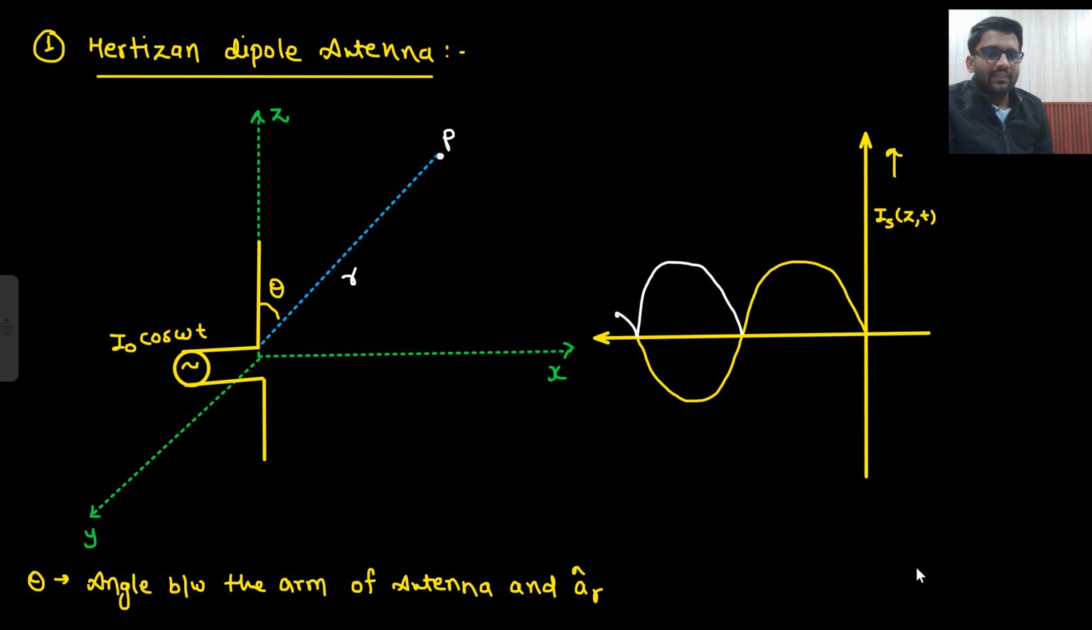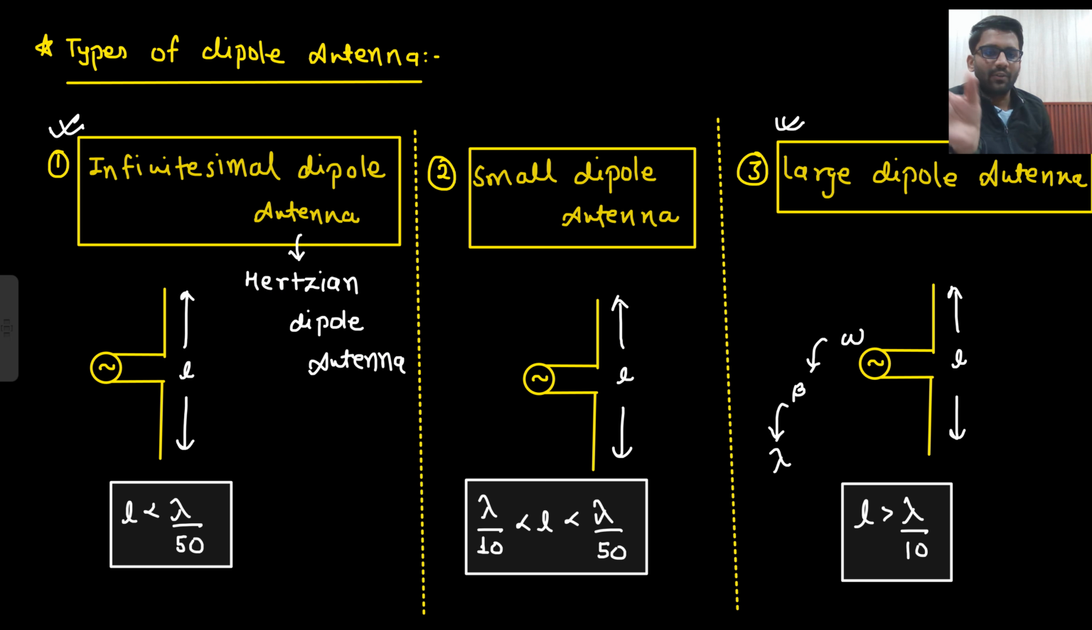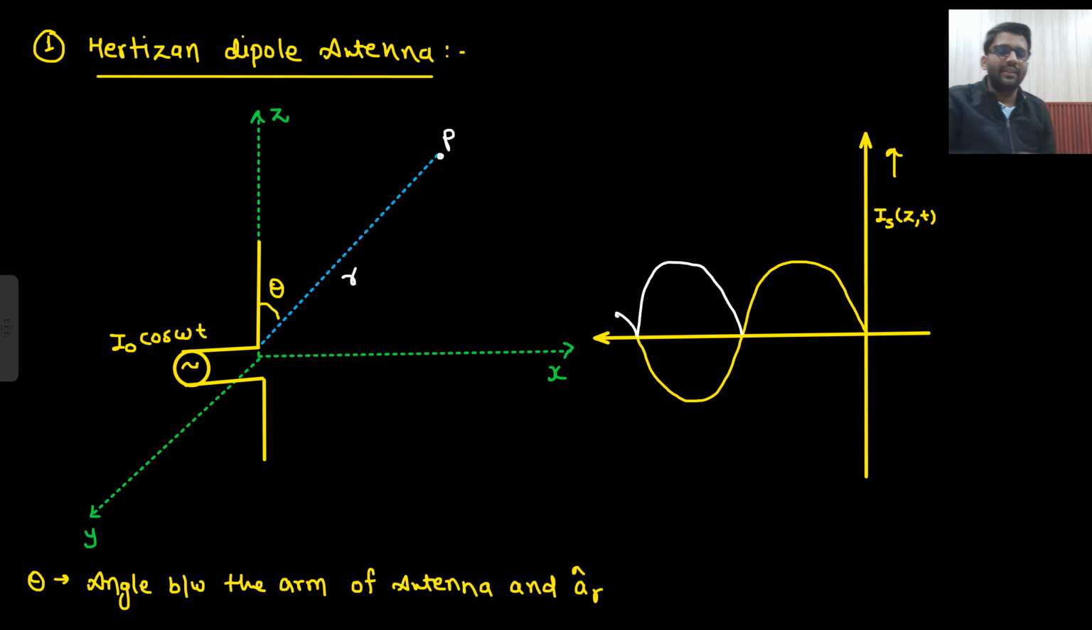Hi everyone, so we have started studying about antenna, and in the last lecture, at the very end, we saw that we are going to study three kinds of antenna: Hertzian dipole antenna, where the length is very small, and large dipole antenna, where the length is greater than lambda by 10, and then the length in between. So now we are going to study about Hertzian dipole antenna.